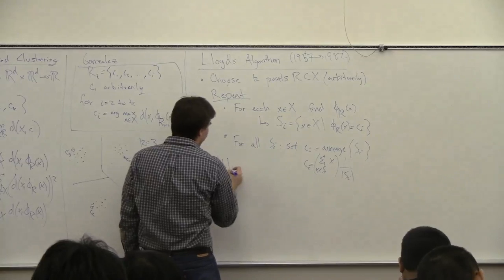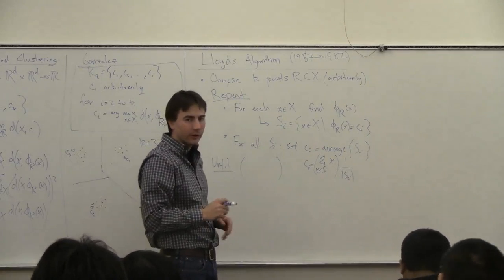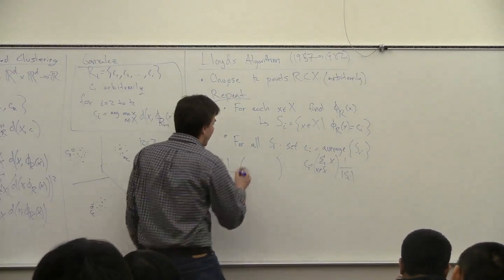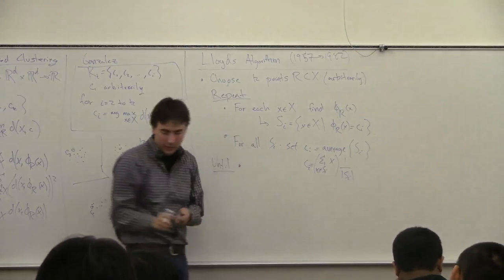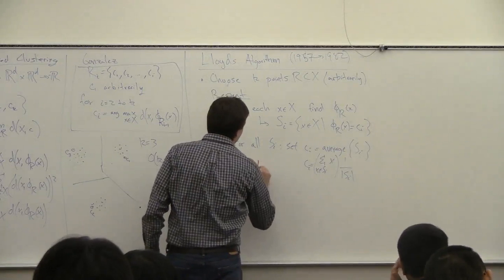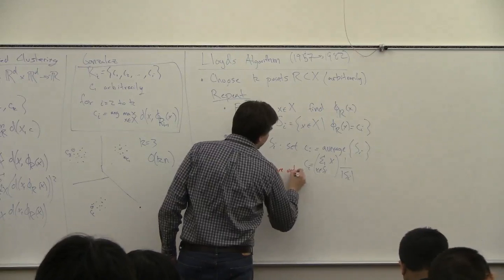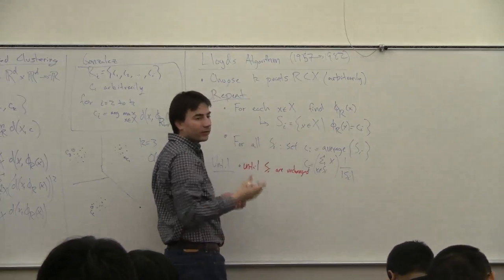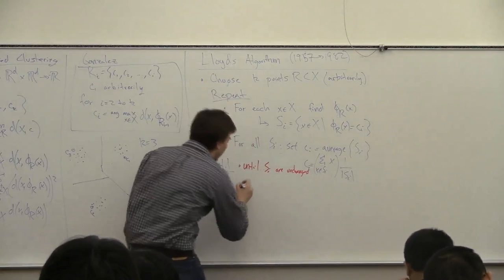And you repeat this until, there's supposed to be some condition you run this until. So how long do you run this? Well, one possible option is until the S_i are unchanged. It's possible that given the centers, it defines the same sets, and if that happens, then everything is unchanged and you can stop.